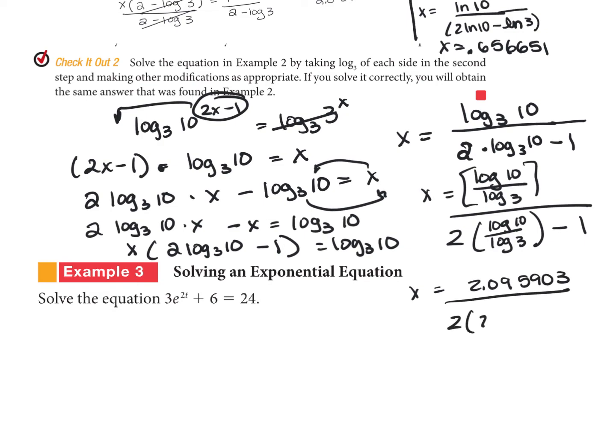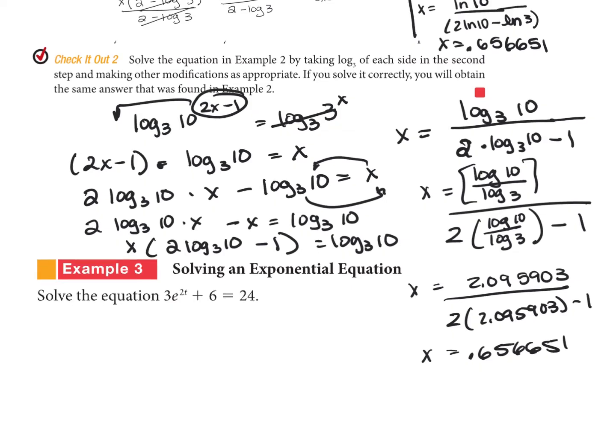And then 2 times that same number. So if I type this in, and I'm going to select this answer divided by parentheses 2 times that answer minus 1. Lo and behold, I get x equals 0.656651. All right, so we pretty much have got that all done.